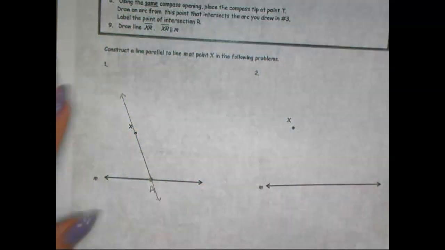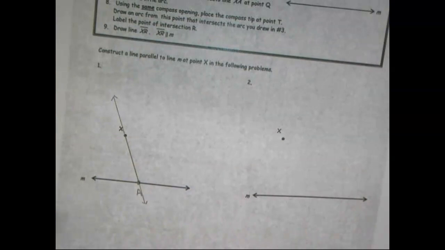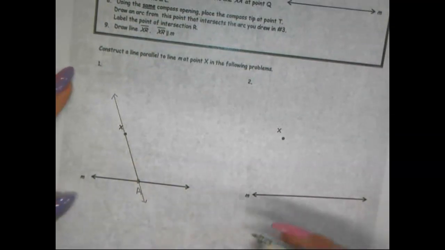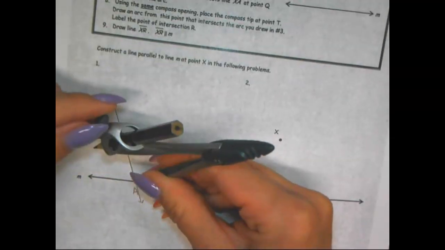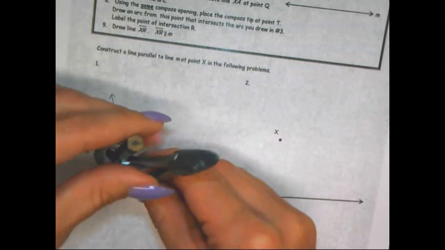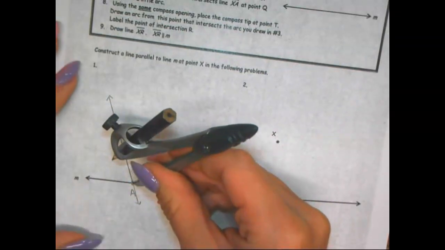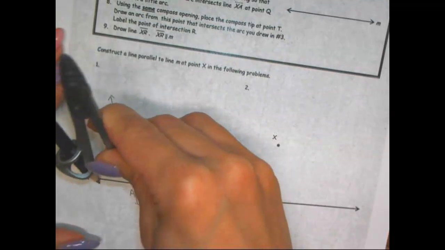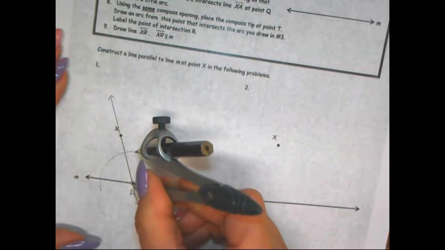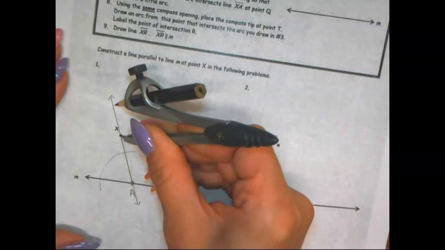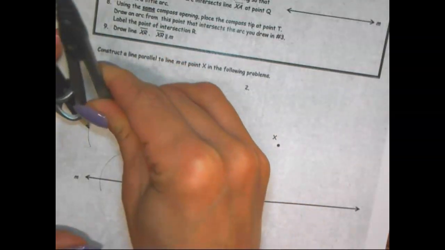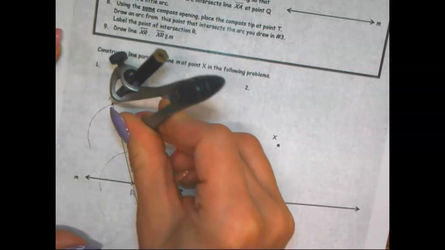Okay. All right, so now I am going to draw an arc. We're kind of going to copy an angle at this point. I'm going to put my compass on A. And I'm going to draw an arc right here. And then I'm going to go up to X. And I'm going to draw that same arc right here.